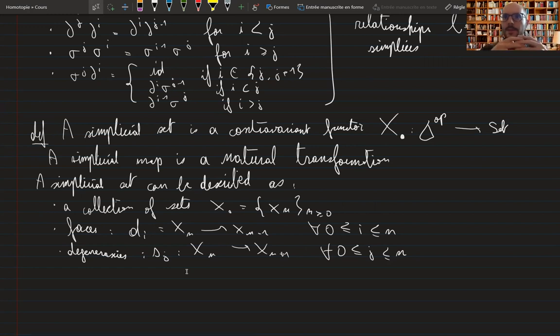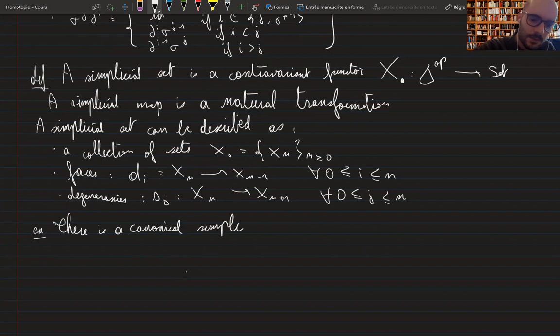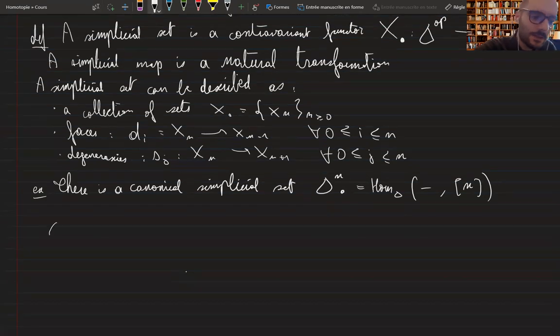So as you saw last semester, these sets and these faces and degeneracies are basically a way of encoding simplicial complexes, but in a very combinatorial way. So for example, there is a canonical simplicial set, which is denoted by delta n, which is simply the hom in the delta category into the n. So essentially it's given by the Yoneda embedding of delta into the presheaf category, all right? And so this simplex, you have to think about it as some kind of, well, an actual simplex.